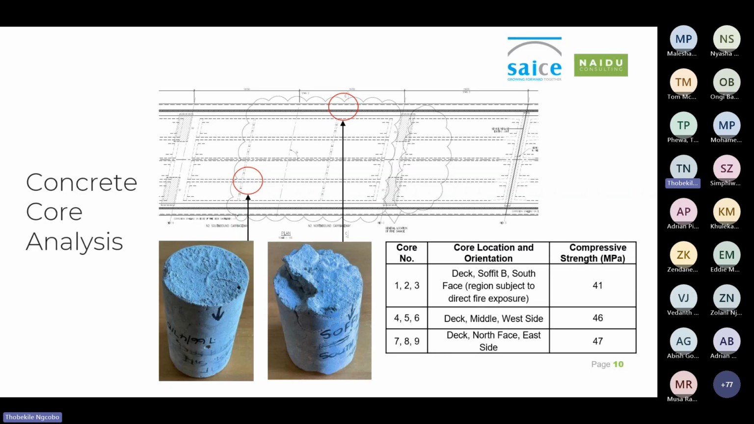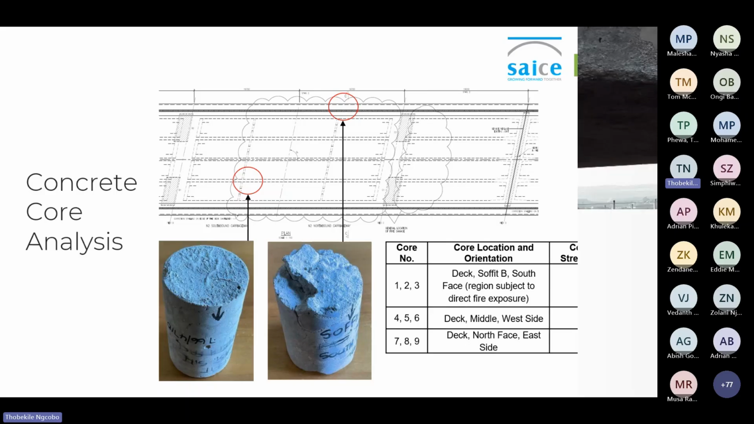The compressive strength tests shown on the far right revealed a slight reduction in strength at the depth of 35 millimeters of the fire damaged zones, but the strength beyond that depth remained well above the original design requirement.